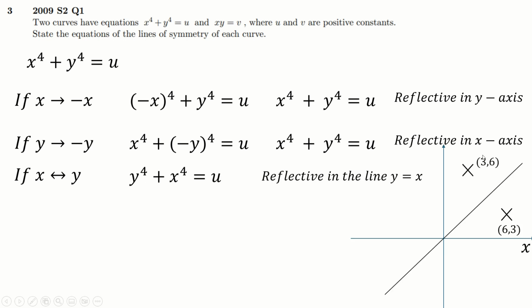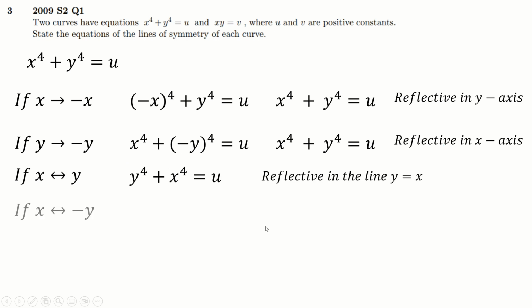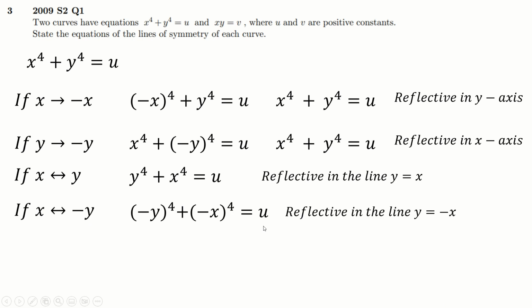And if that's still on your curve, which it is because the curve is just the same as it was before, then it's reflective in the y equals x line. When you reflect in this line, all your x's become y's and all your y's become x's, but the formula is still satisfied, so it's all fine. And finally, x is minus y. So if you replace x with minus y and y with minus x, you get this, which is still the same equation, and so it's reflective in the line y equals minus x for much the same reason as the previous one. So those are the 4 lines of symmetry of that curve.